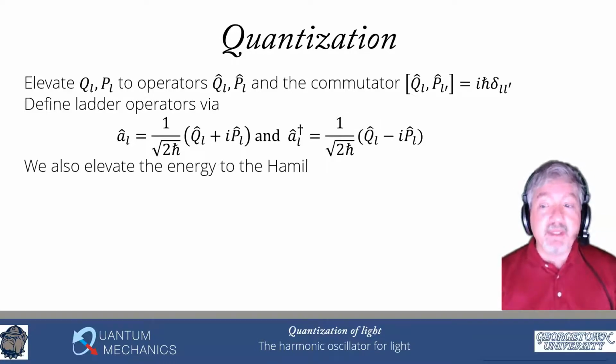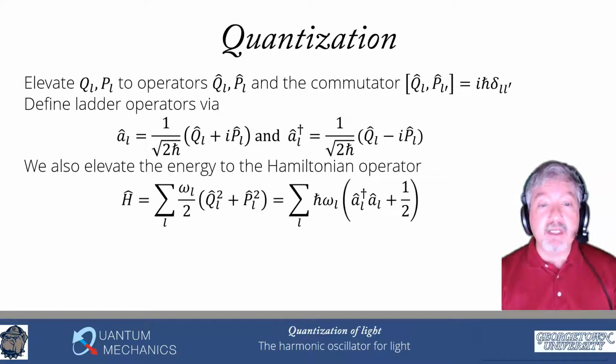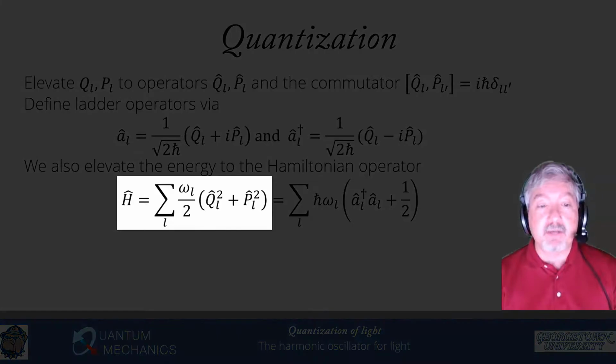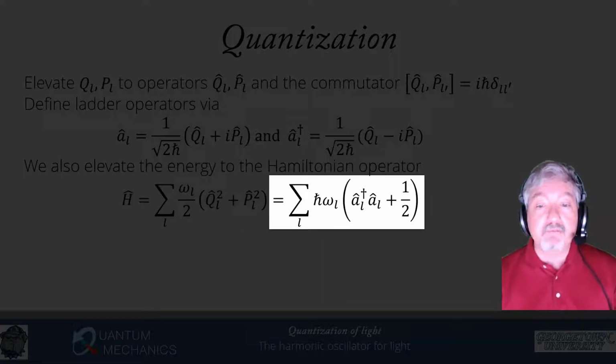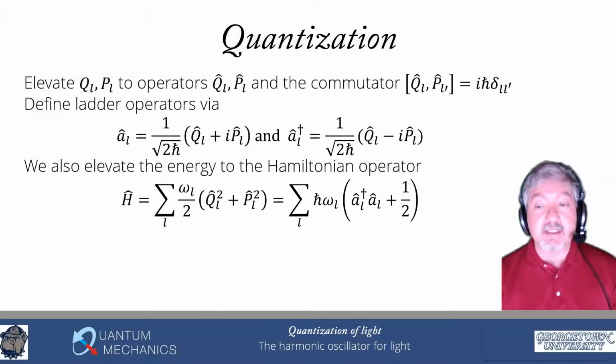We're also going to elevate the energy to becoming the Hamiltonian operator. So when we write it in terms of the quadrature operators, it becomes the sum over the modes of omega_L over 2 times (Q_L squared plus P_L squared), or it becomes the sum over the modes of h bar omega_L times (A_L dagger A_L plus a half). And now you should be able to very directly recognize that this is isomorphic to a simple harmonic oscillator.